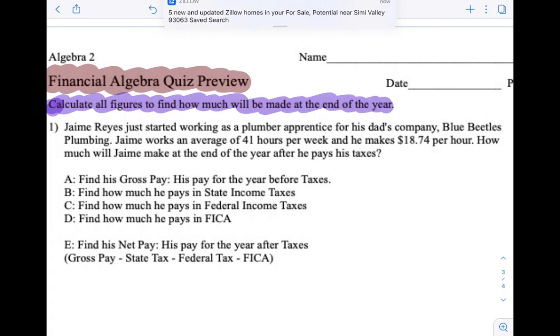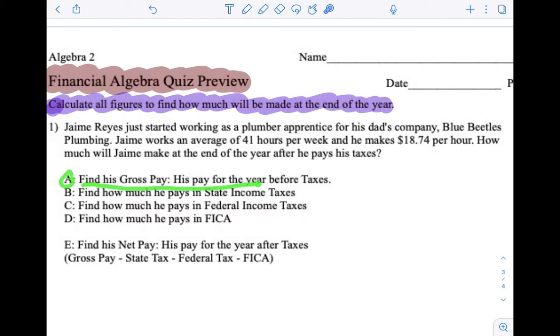The first thing that we're going to find out here is his gross pay, his pay for the year before taxes. B, we're going to find out how much he pays in state income taxes. C, how much he pays in federal income taxes. D, how much he pays in FICA. FICA is Medicare and Social Security, which is how much all of us pay, right? And finally, E, we're going to find how much his net pay is, his pay for the year after taxes.